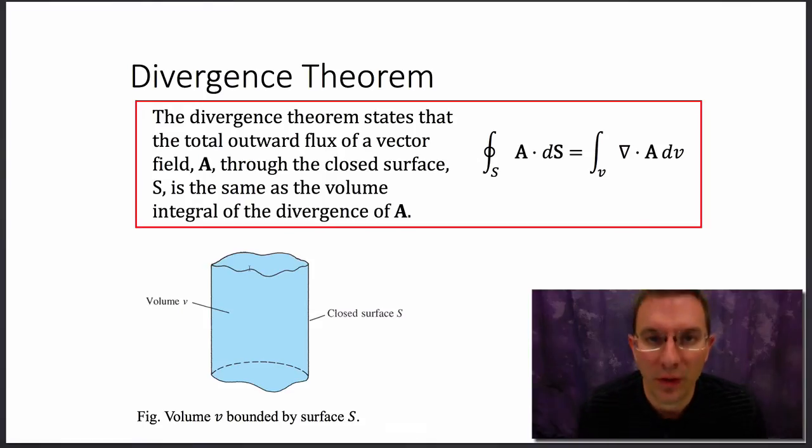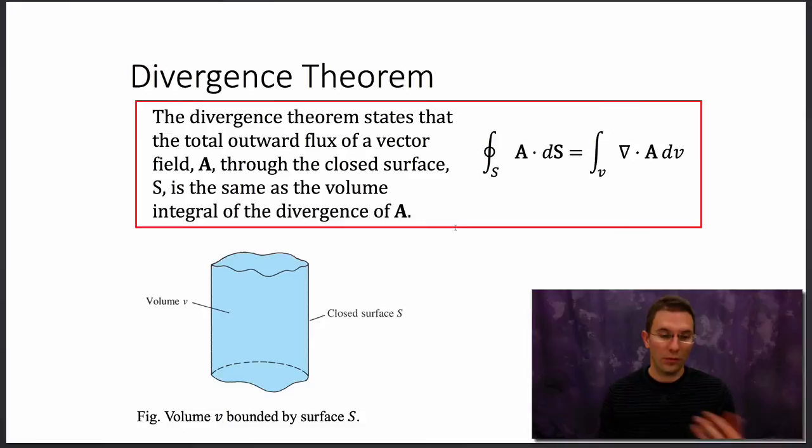One of the most fundamental and important theorems in electromagnetic theory is certainly the divergence theorem. The divergence theorem states that the total outward flux, that's this term here, of a vector field A through any closed surface S is the same as the integral of the divergence of A throughout the volume bounded by S. So here's a picture. You've got some closed surface and a volume, and for any vector field A you pick, if you integrate the divergence of A throughout the volume, you will get the flux of A through the surface bounding that volume.